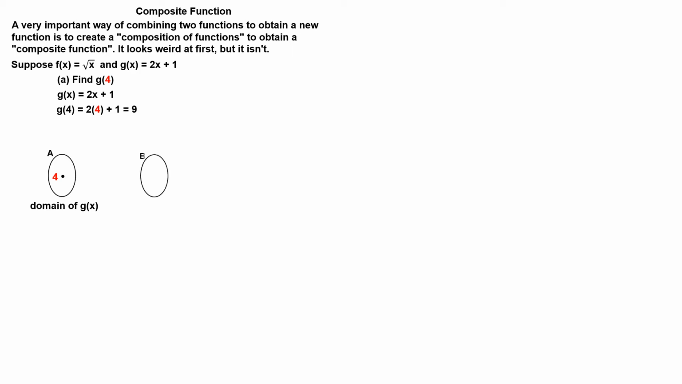Suppose f of x is square root of x and g of x is 2x plus 1. Find g of 4. 4 belongs to the domain of the function g. Replacing x with 4, we get 9. The number 9 belongs to the range of the function g.